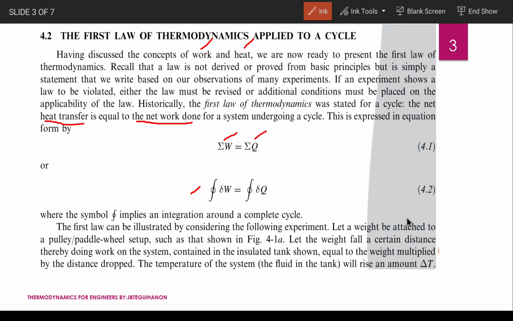So the net heat transfer is equal to the net work done for a system undergoing a cycle. This is expressed in the equation formed by the summation of work is equal to the summation of heat. Net ang tawag dyan dito.